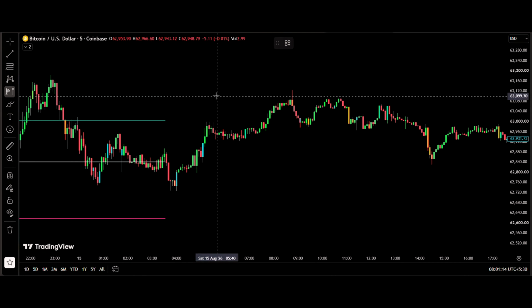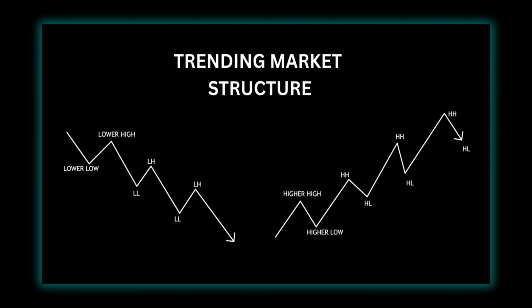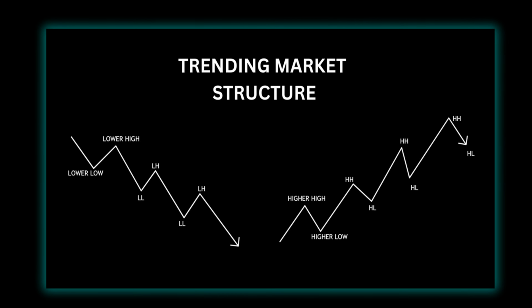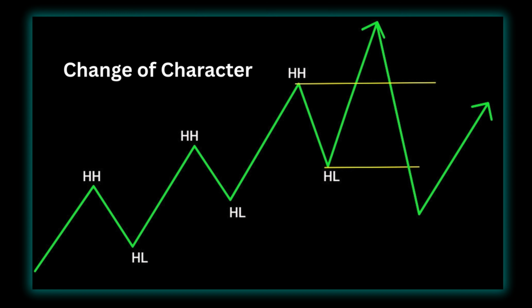The secret to drawing the perfect volume profile comes down to one thing: market structure. If you've watched my previous videos on market structure, you know the market moves in objective waves. You should never plot your volume profile until a true structural shift, like a break of structure or a change of character, has actually happened.